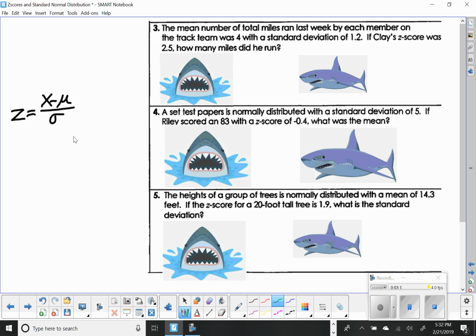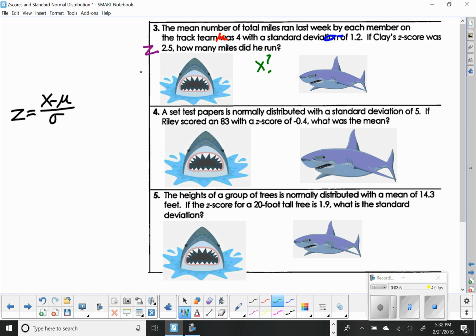So if we look at number 3 here, the mean number of total miles run last week by each member of the track team was 4. That's your mu, with a standard deviation of 1.2. If Clay's z-score was 2.5, how many miles did he run? So what you're being asked is, X is your question mark. That's what you don't know.